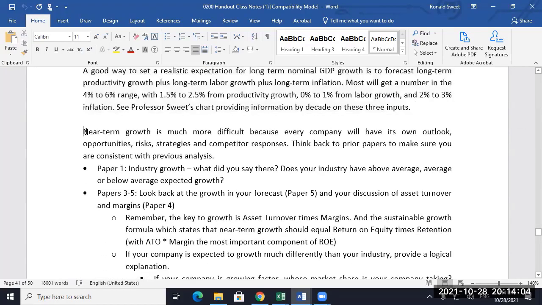So what about near-term growth? All right, some of y'all have seen this before. So go back to your paper 1, and my paper numbers changed, right? So get with the new program here.